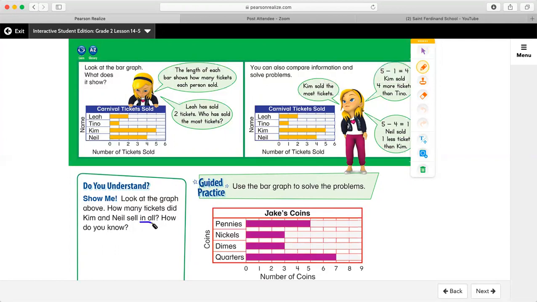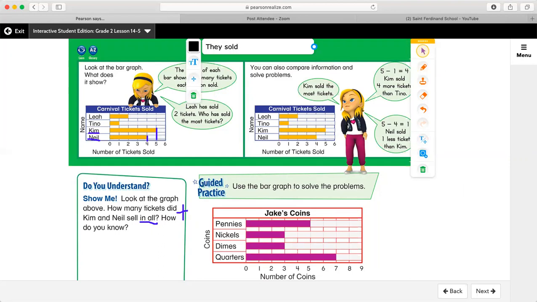So "in all" should be telling our brain to add. So we're going to look at Kim and Neil. And remember I told you you could draw this little line down here to help you. So we know that we're going to be adding, right? So what I would like you to do right now is pause the video and figure out how many Kim and Neil sell in all, and how do you know?